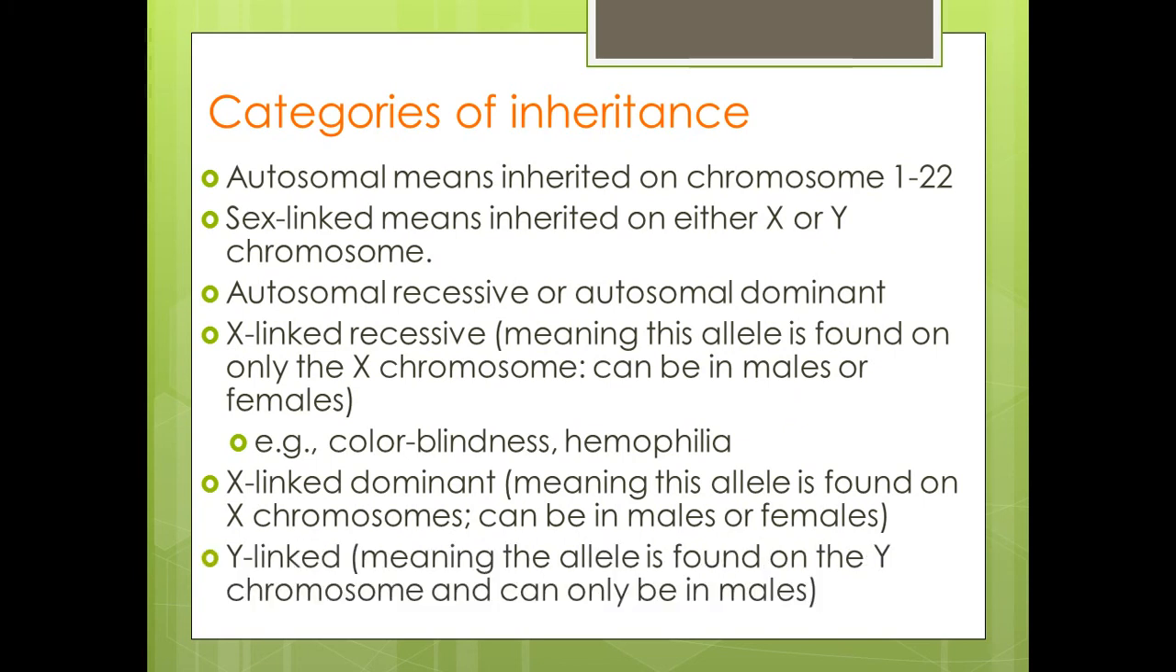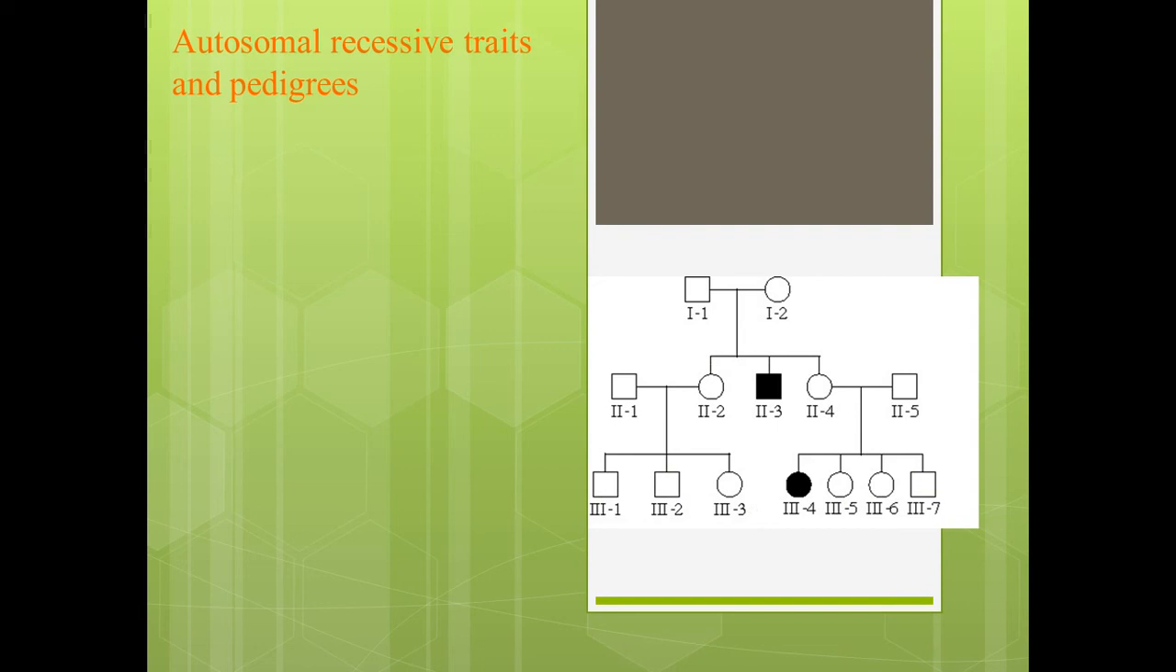And Y-linked. This means that the allele is found on the Y chromosome, and since females don't inherit Y chromosomes normally, this trait is only found in males. So let's look at each of these now. Autosomal recessive traits and their pedigrees.